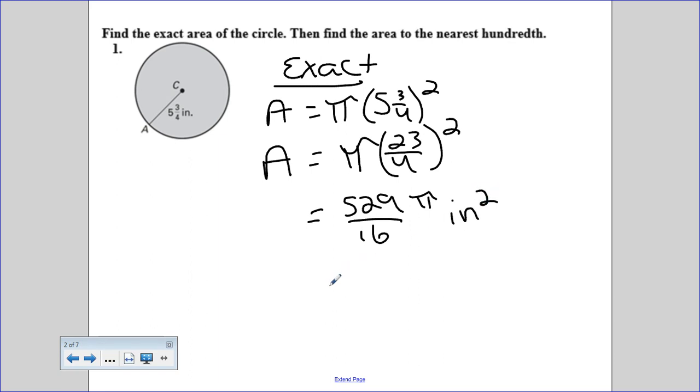That's your exact. Now where it says round to the nearest hundredth, we'll actually do this. 529 divided by 16 times pi, and you should get 138.87 square inches. So exact and rounded to the nearest hundredth.